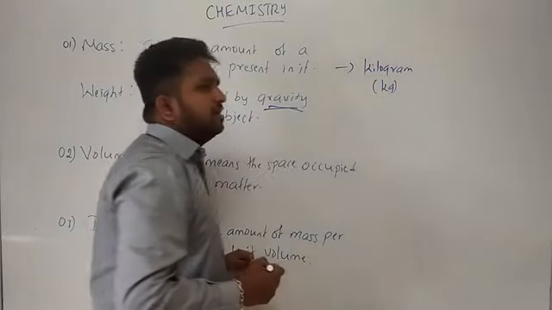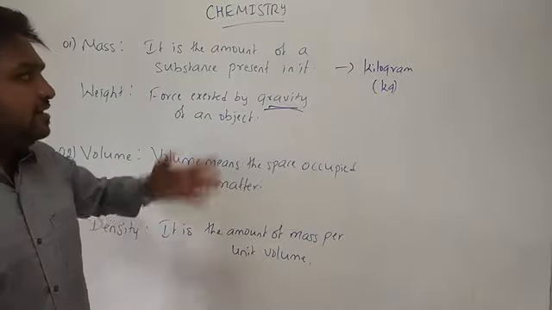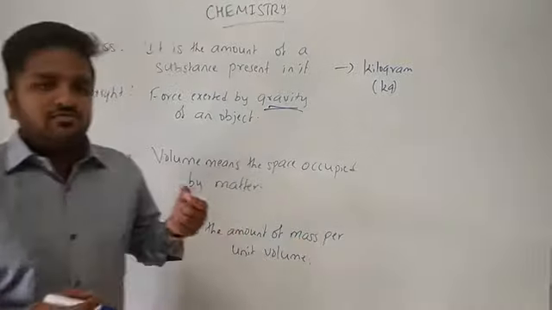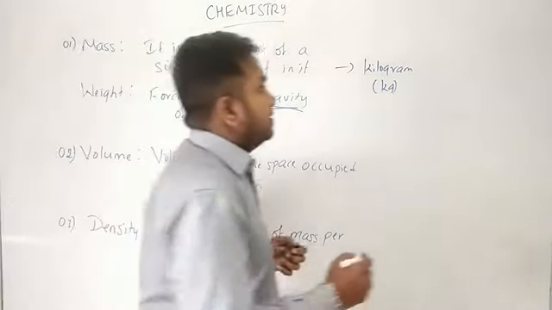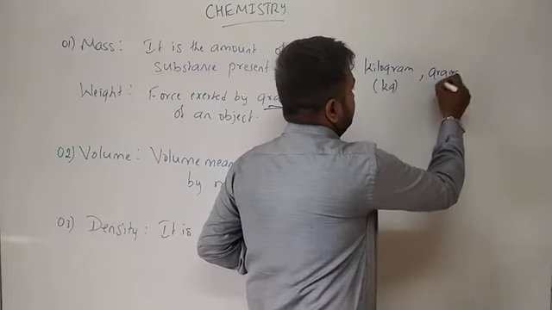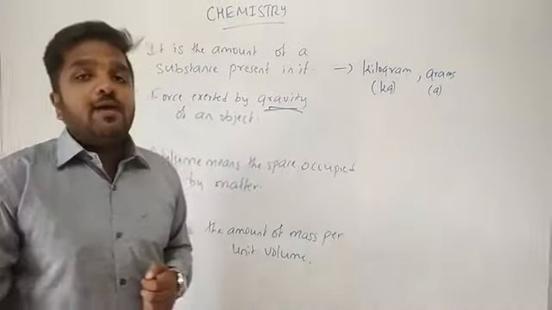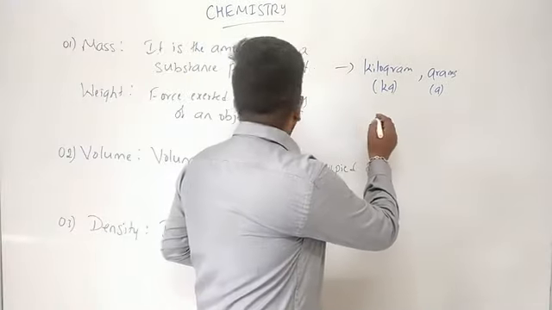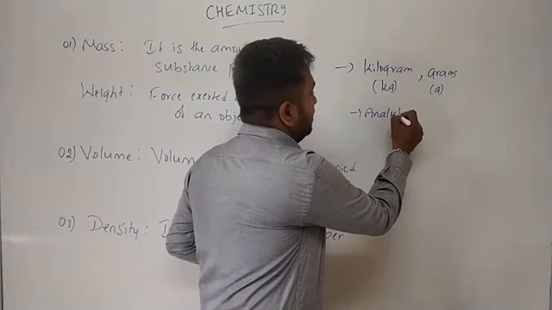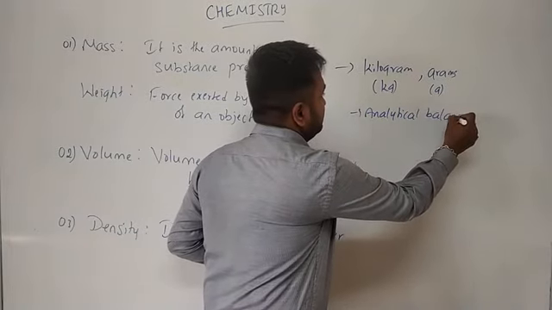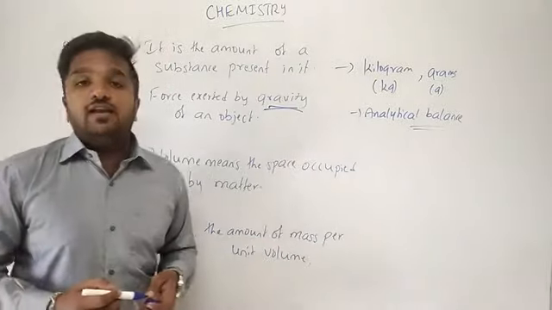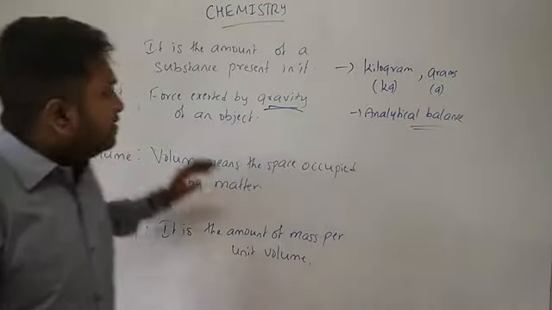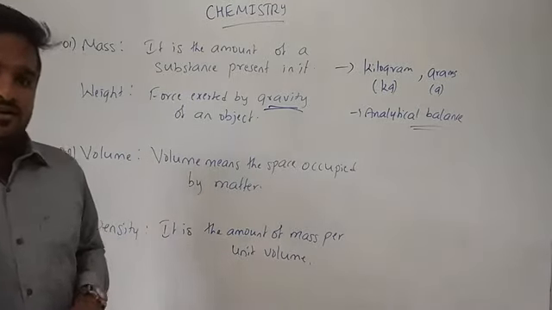But generally in chemical laboratories we do not require that huge amount of substances, so we will use the chemical equipment in very small amounts. So we use grams for it. In order to know the mass of a substance, we will use the analytical balance as an instrument. You will be studying this in your laboratory classes, practical classes. With the help of this analytical balance, we will measure the mass of a particular substance.